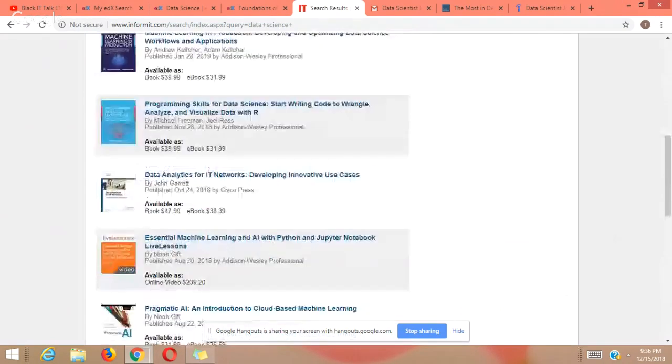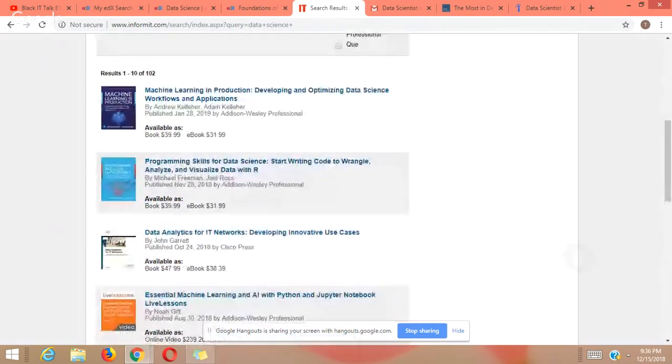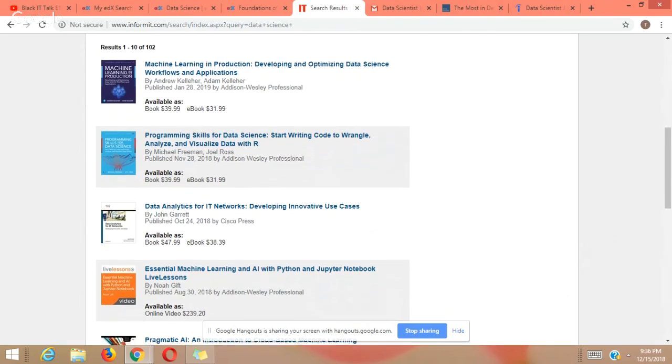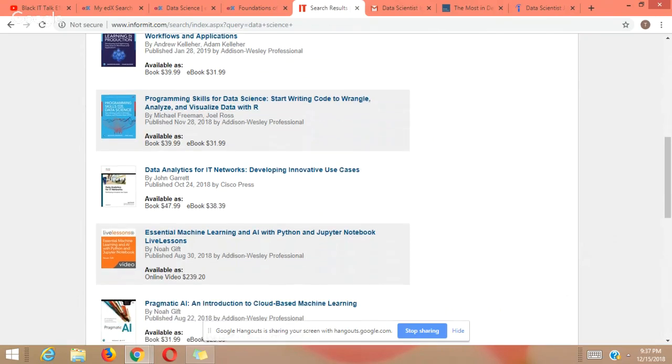I can only have one career at a time, but if I was getting into IT right now, if I had a background in economics, this is exactly where I'd be going. Machine learning and production developing. That's a good book to have. It's not even out yet, but I can tell by the title and the author that this is good stuff.